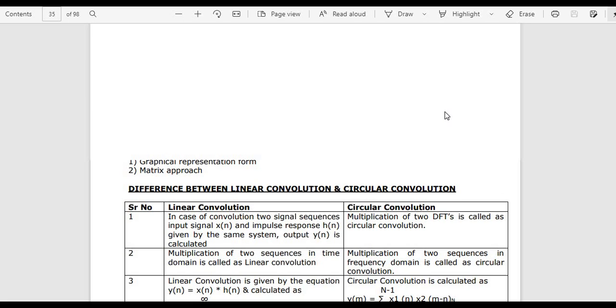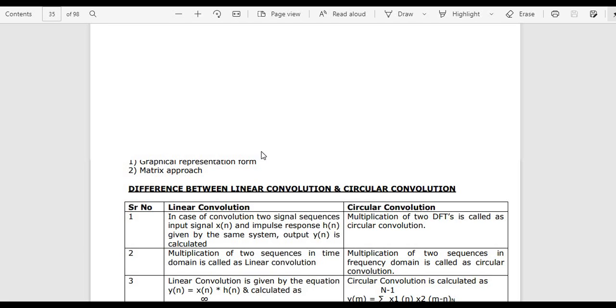So what is linear convolution all about, students? How can you find the linear convolution? We can find it by considering two sequences. Suppose you have one sequence x of n and another sequence h of n, that is the impulse response. You want to get the output of it. How do we get the output? We write x of n with impulse response h of n, and the output y of n can be calculated by using this linear convolution.